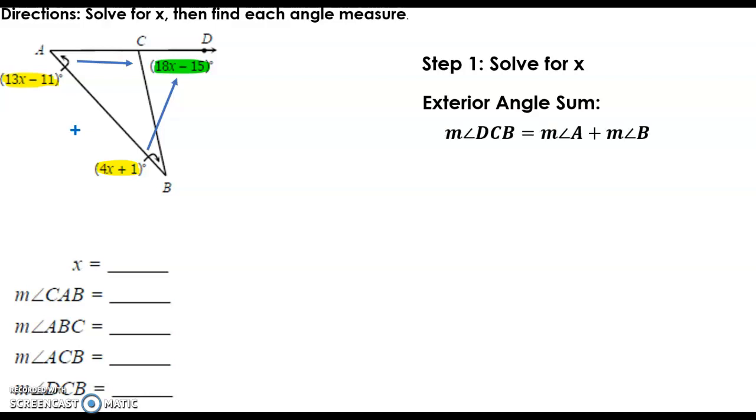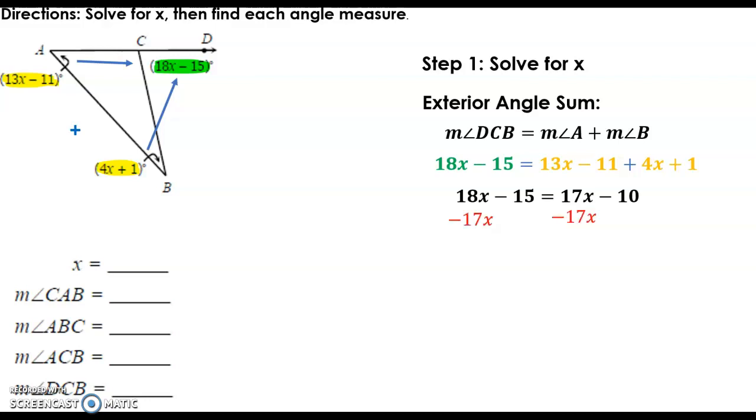Okay, so we can set up our equation to look like 18x minus 15 is equal to 13x minus 11 plus 4x plus 1. If we were to simplify that, we'd get 18x minus 15 equals 17x minus 10. Now we're going to subtract 17x on both sides, which will give us x minus 15 equals negative 10. Now let's add 15 to both sides, and we should get x equals 5. So x is equal to 5, so then now that we have that, we can solve for the rest of our angles and just plug in the value of x into each equation.